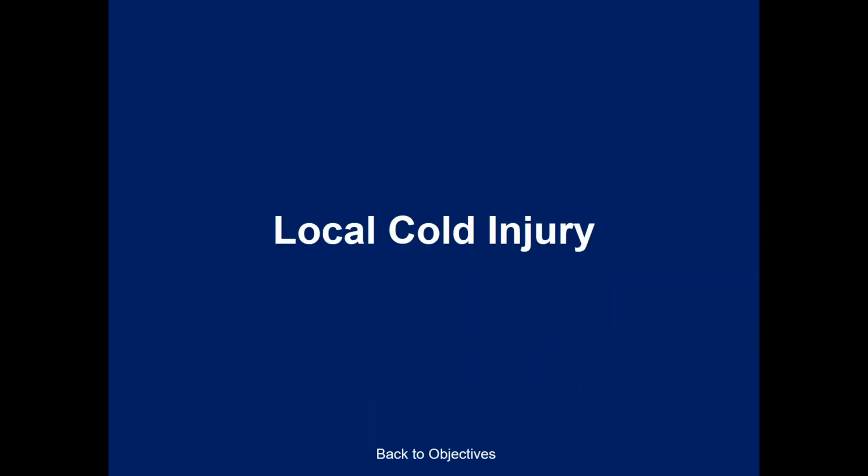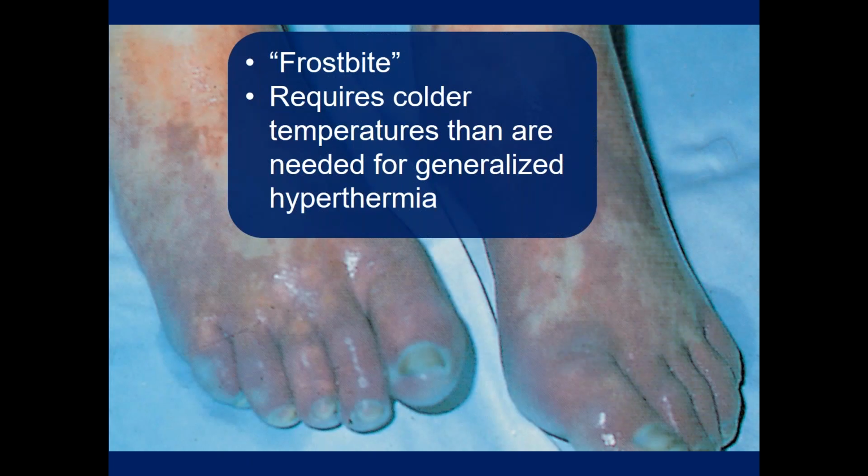That's our generalized hypothermia. Now we're going to talk about local cold injury. So we have frostbite, right? That's when a piece of body tissue actually becomes frozen in appearance. Generally, much, much colder temperatures are required to freeze an extremity than to cause that generalized hypothermia we talked about.